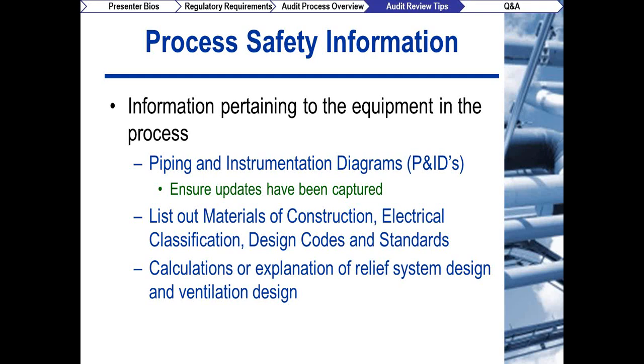Things like that. Your list of materials of construction, electrical classification, design codes, and standards. We've seen a lot of the time that's going to be in an equipment manual that was given to you on construction of your facility. Make sure that's referenced properly, the storage location is available, and that anything that had been updated is also captured within those manuals. And then calculations or an explanation of the relief system design and ventilation design.